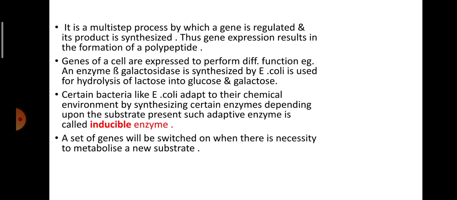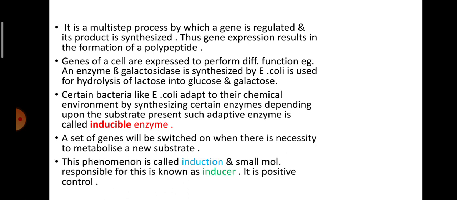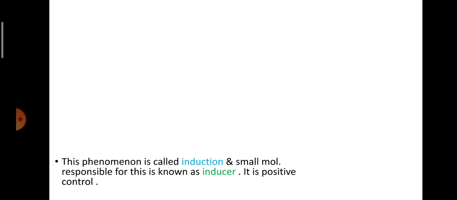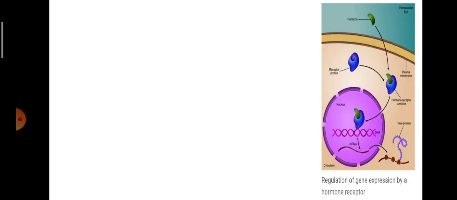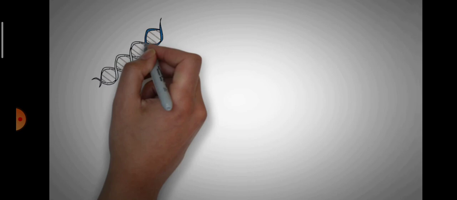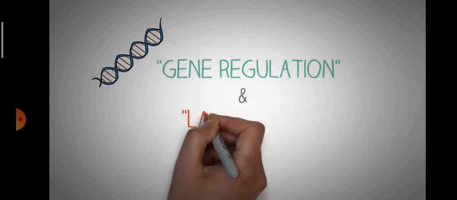A set of genes will be switched on when there is a necessity to metabolize a new substrate. This phenomenon is called induction, and the small molecule responsible for this is known as an inducer. It is positive control. Let's watch the given image of regulation of gene expression by a hormone receptor. Then watch the given video to understand the concept of regulation. Understand about a very important topic, gene regulation and lack of it.